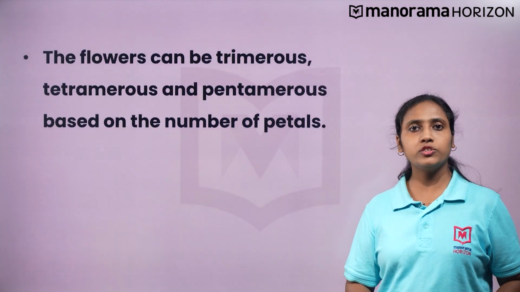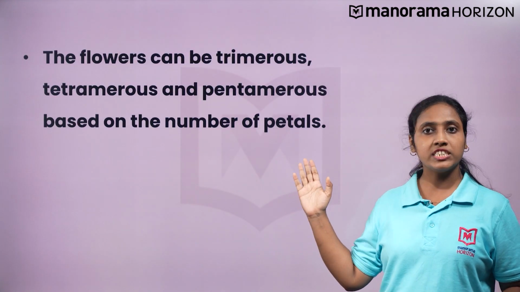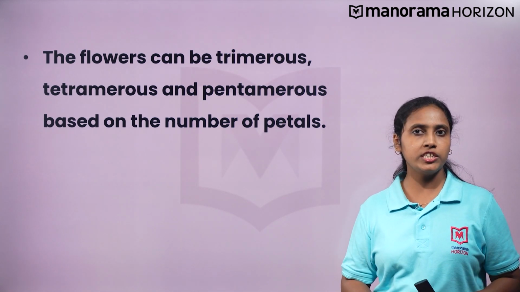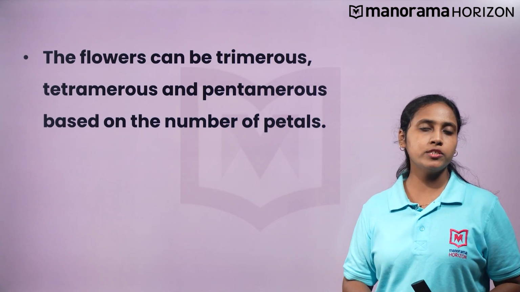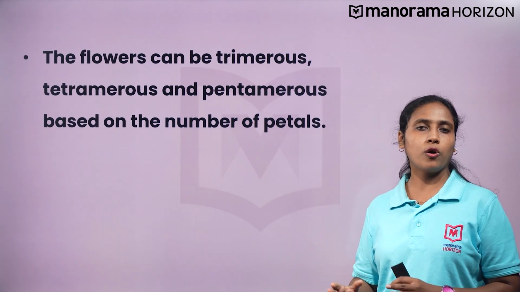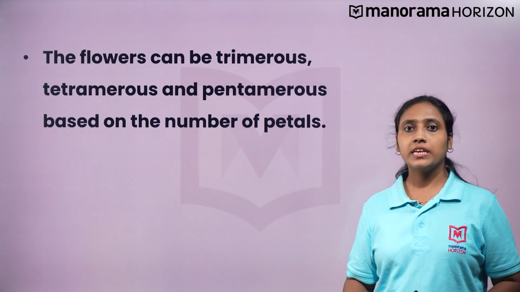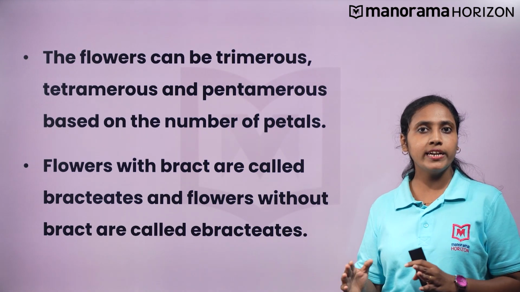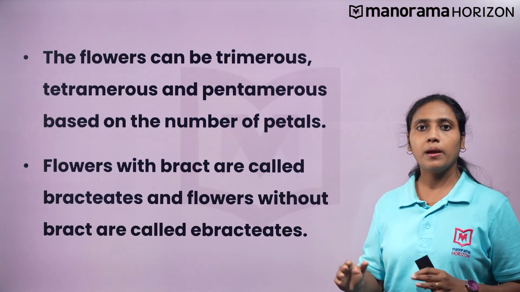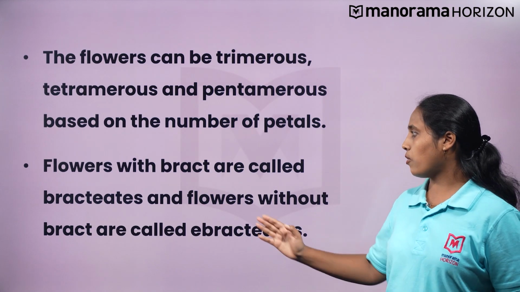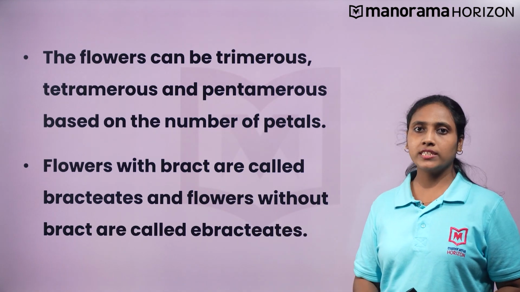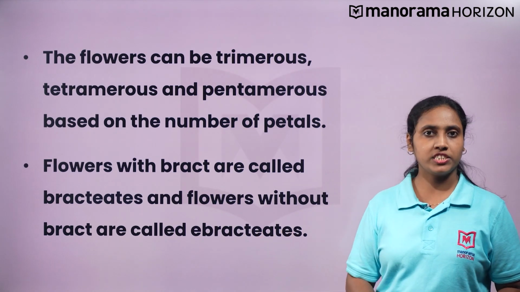Example, pea, bean, etc. A flower which cannot be divided into similar halves is said to be an asymmetric flower. A flower is said to be trimerous, tetramerous or pentamerous if the floral appendages are in multiples of 3, 4 or 5 respectively. Some flowers may have bracts which are modified leaves at the base of the pedicels and they are called bracteates, while those without bracts are called ebracteates.